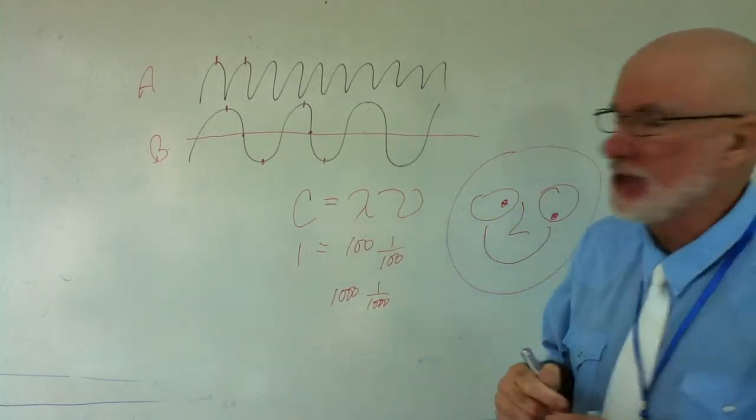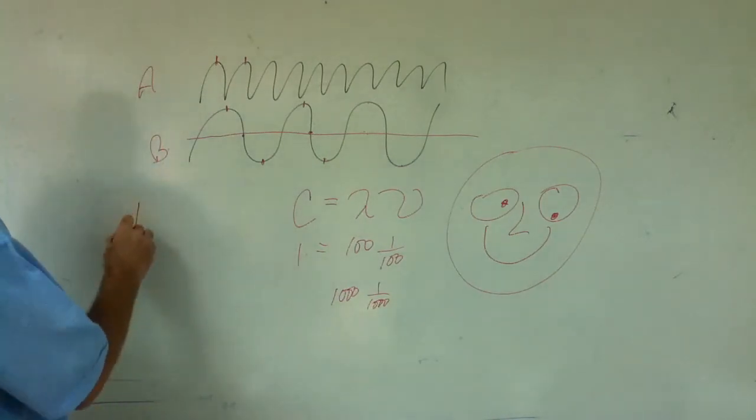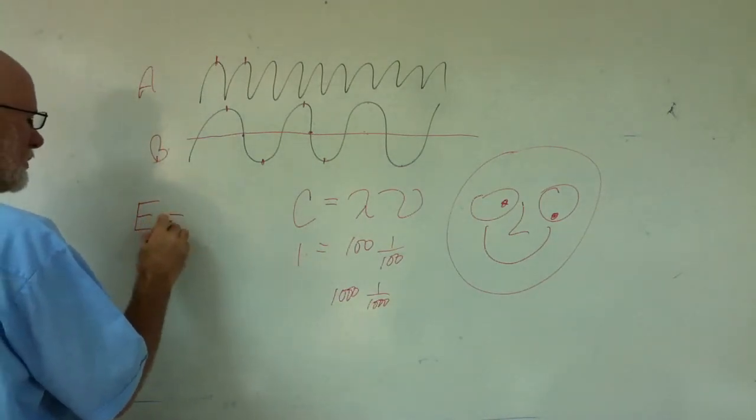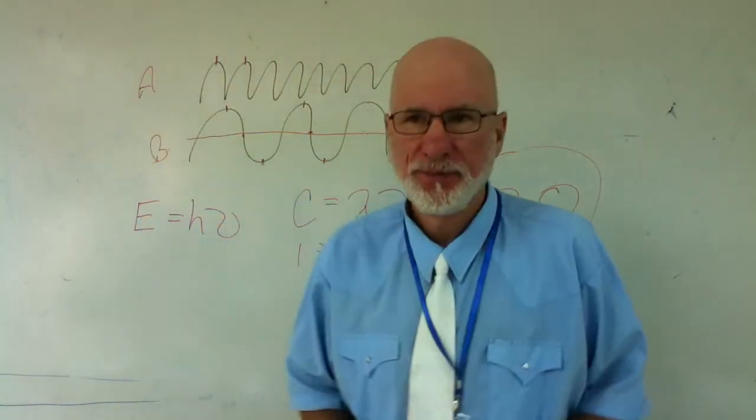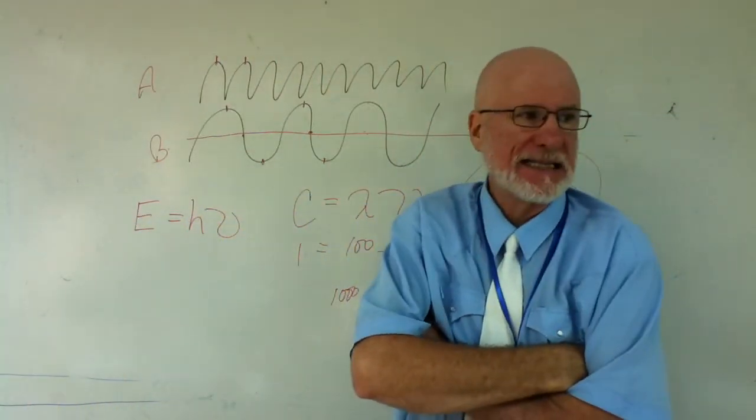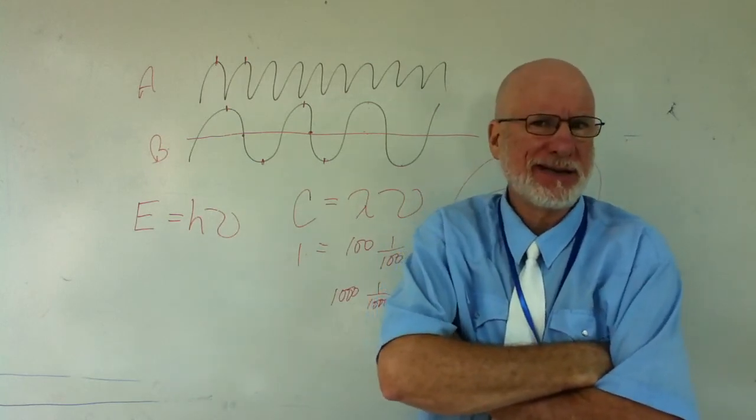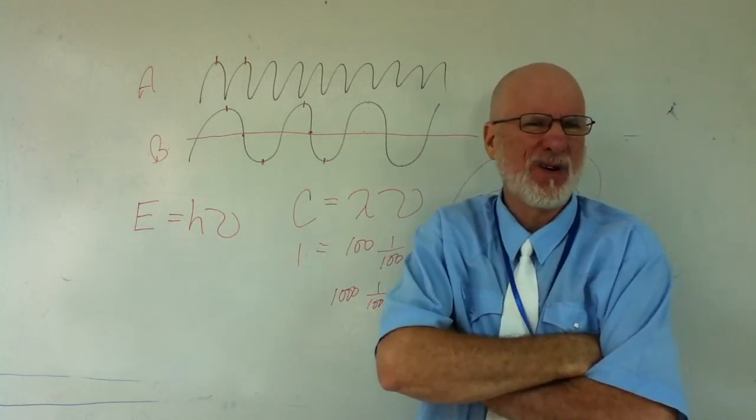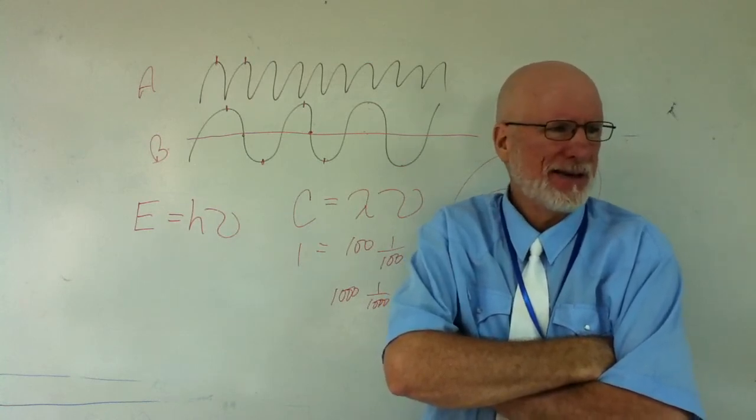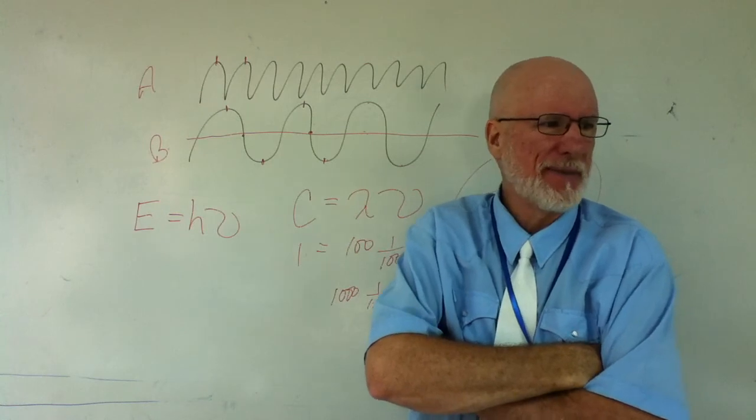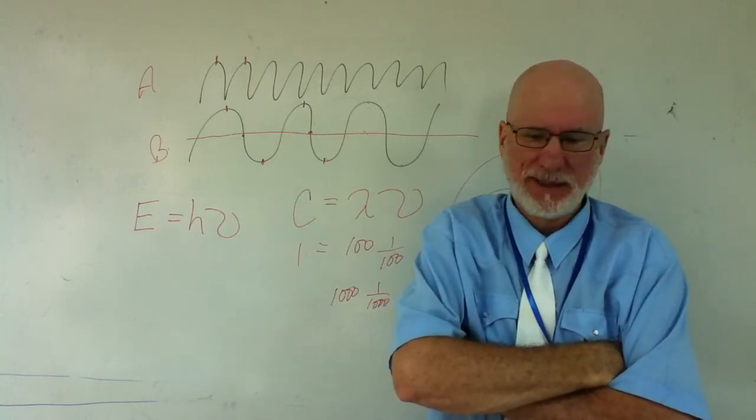Now there's another equation, a proportional equation. E equals h nu. What's h? Planck's constant. Anybody know what Planck's constant is offhand? 6.63 times 10 to the negative 39 or 31, something like that. Is that right? Can you look that up? Look up Planck's constant, see what it is.